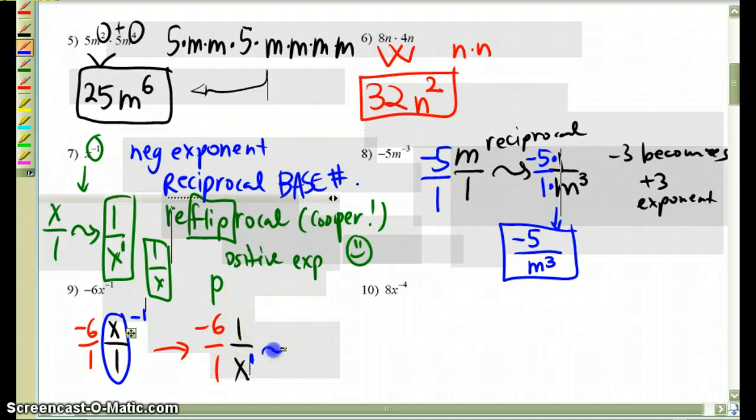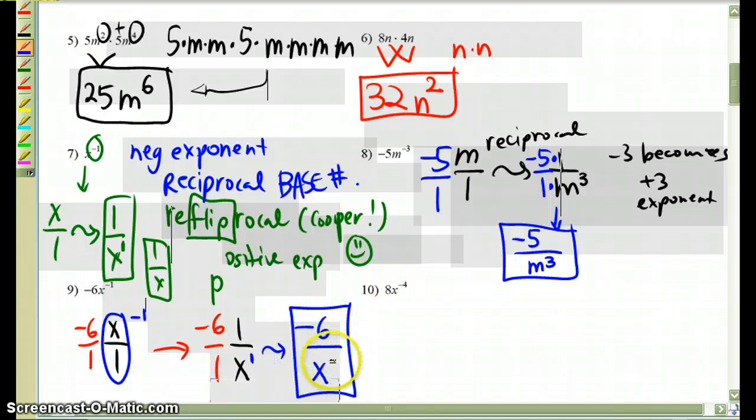And there's my final answer, where I'm just going to write negative 6 over x, and that's all I'm going to write. I don't even need the 1 right here. I'm going to erase it because it's not necessary. Don't need it. It's invisible.